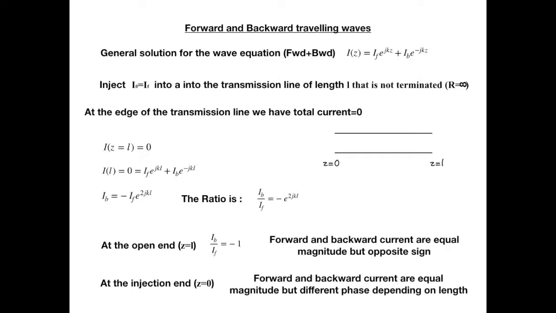And at the injection end, the forward and backward are equal but have a different phase. When you have two waves with equal magnitude going in opposite directions, you get a standing wave.